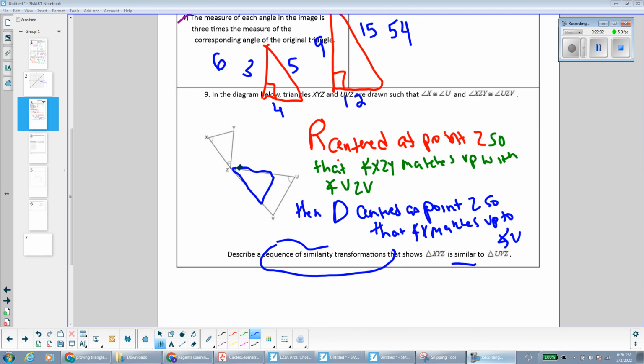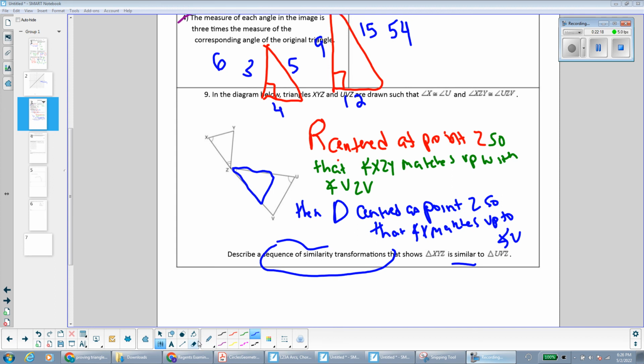And I just wrote so that angle X and angle U match up to each other. So angle X and angle U match up to each other here and here. That would make sure that they are the right size. You can also write so that the other corresponding parts match up to each other as well.